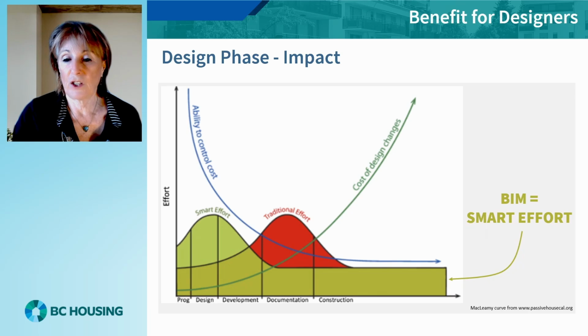This graph is known as the McLeamy curve and was generated by Patrick McLeamy of HOK. It highlights how, in a BIM process, the work effort is shifted forward, reducing the cost and the risk compared to the traditional paper process. In the traditional paper process, the bulk of the work effort, shown in red, falls outside the curves of ability to control cost and the cost of design changes, whereas the BIM workflow, in green, falls below the curves.